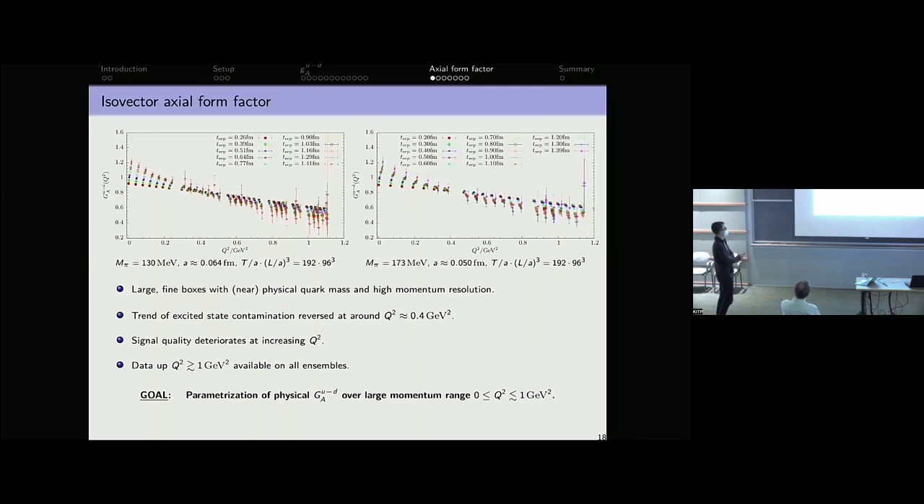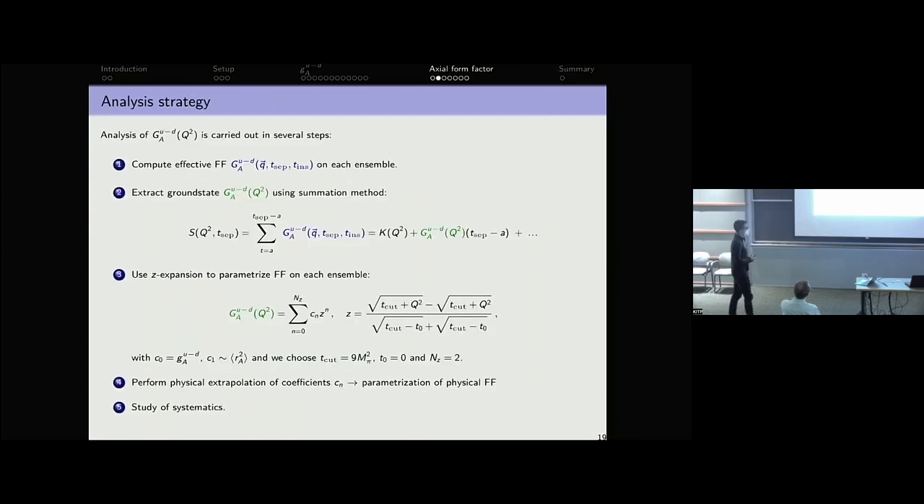Now the goal for the axial form factor is really to get a parameterization of the physical form factor over as large a momentum range as possible. So this is an outline of the analysis strategy that we use for that. Okay, the first step is obviously computing these effective form factors that you feed into your procedure. Then the second step, again, we need to extract the ground state, which is now done by the simpler version of the summation method, by a linear fit.